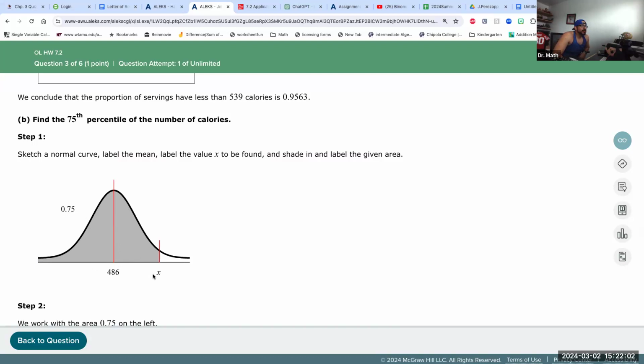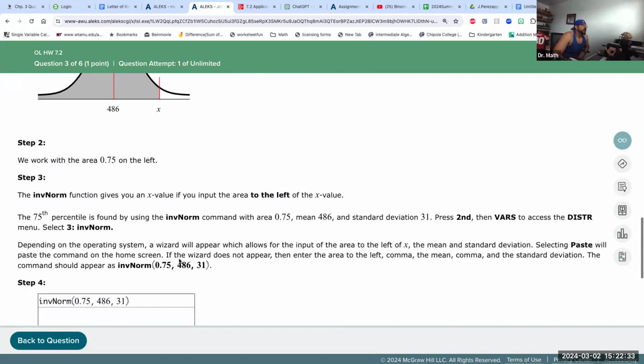And so wherever that may be, that's what we're looking for, that X value, so that I know that everything to the left of this X value would represent 0.75. All right, so because I'm looking for an area, always know what you're looking for. Whenever you're looking for a percentile, they're giving you the area. And when they give you the area, here we're looking for this X value that corresponds to that area of 75%. All right, so we go ahead and use inverse norm, just like we said earlier, and let's punch that in.